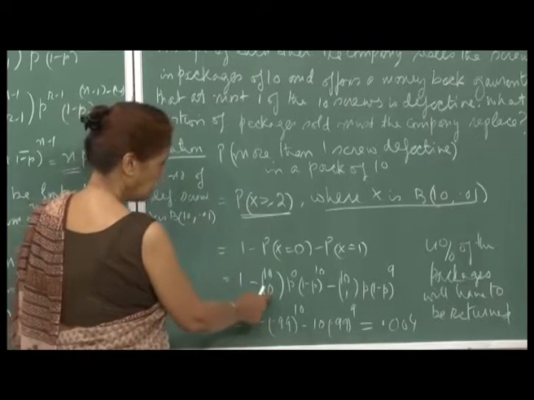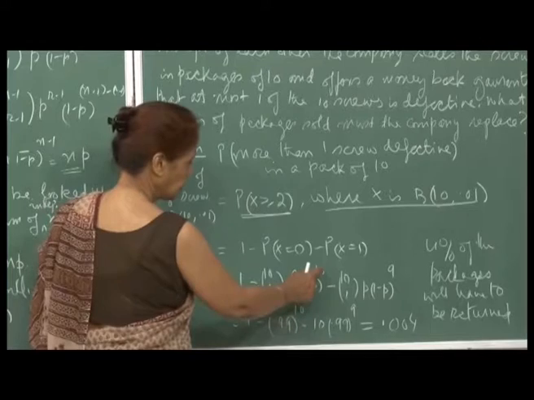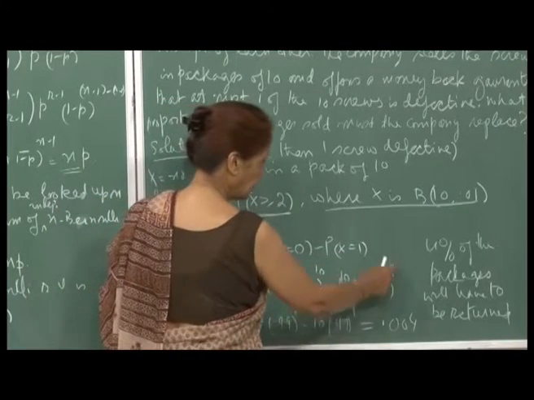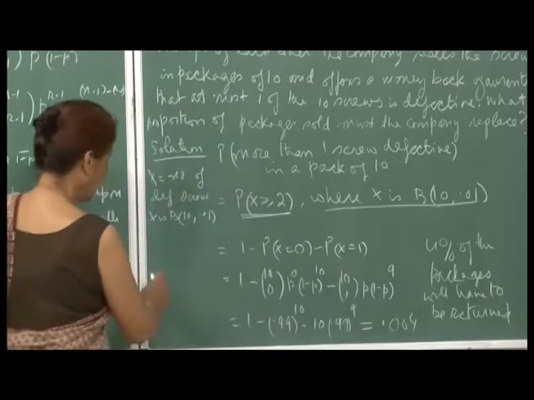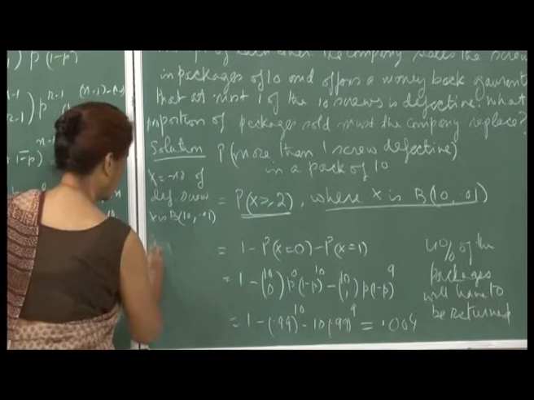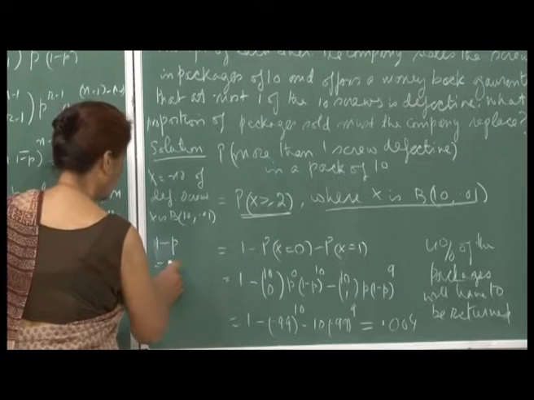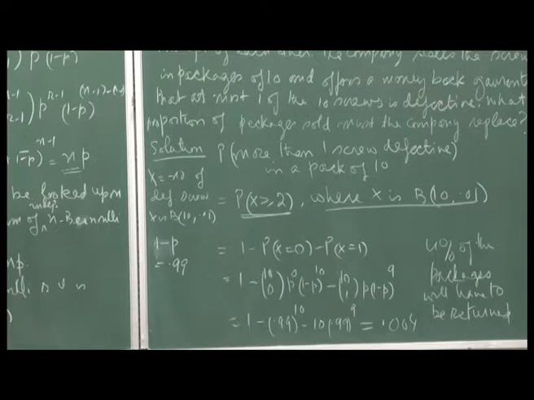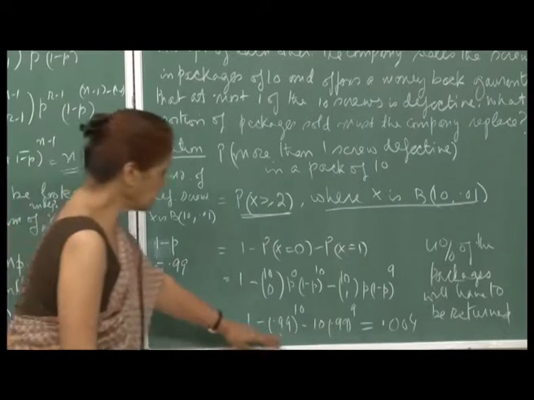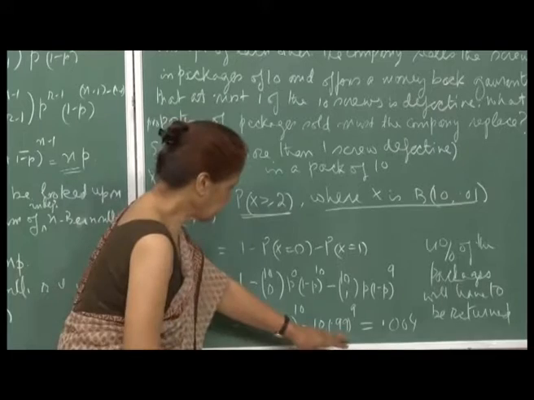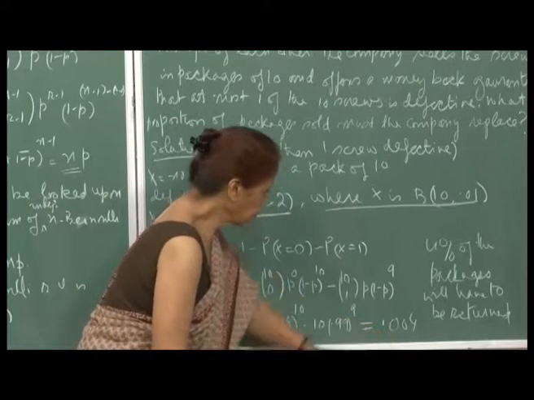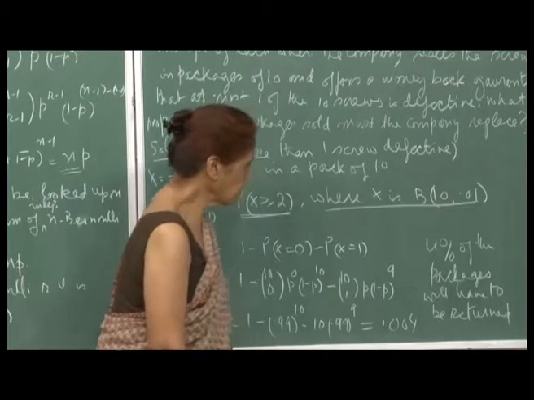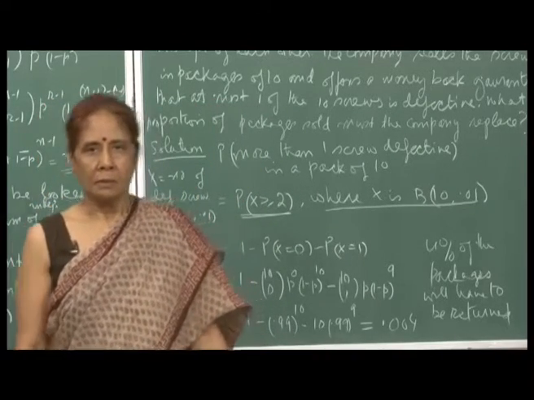So, 10 C 0 into p raised to 0, 1 minus p raised to 10, and x equal to 1 will be 10 choose 1, p into 1 minus p raised to 9, and now your 1 minus p is 0.99. You write down this number and use your calculator to compute it; it comes out to be 0.004. So, that means 0.4% of the packages will have to be returned, right.